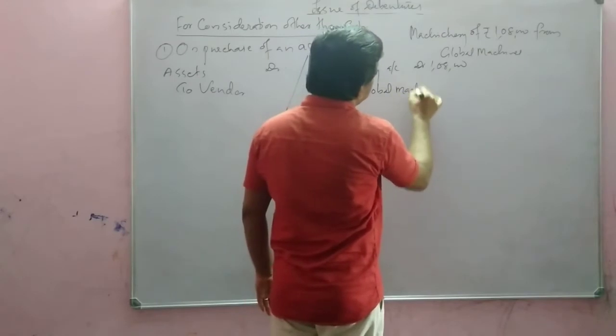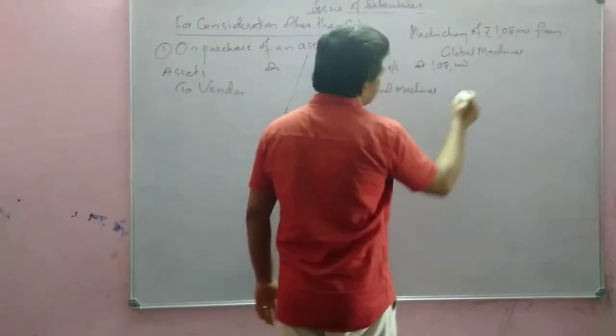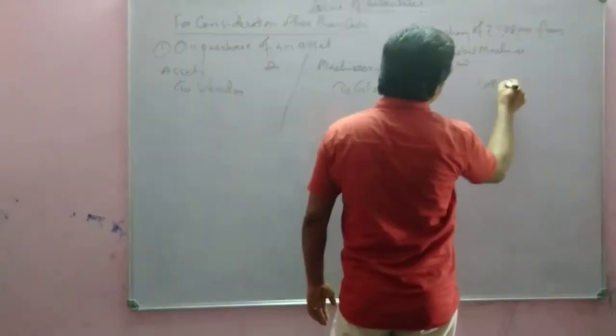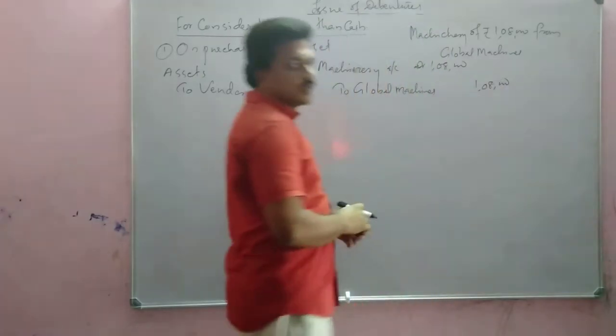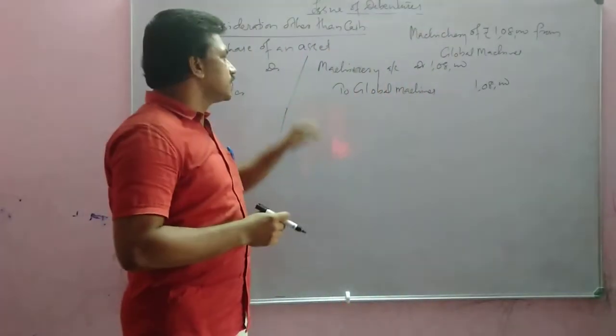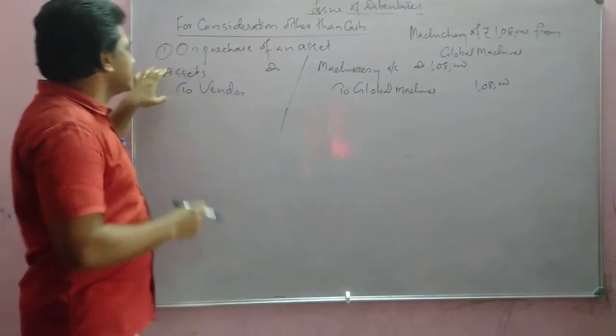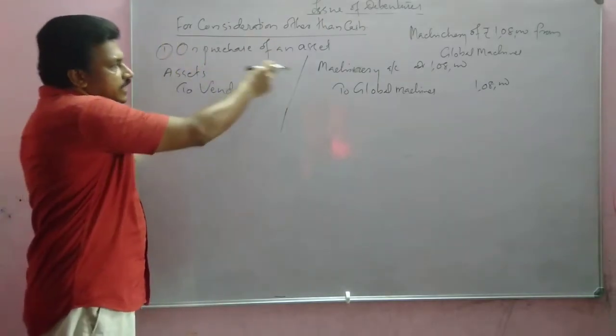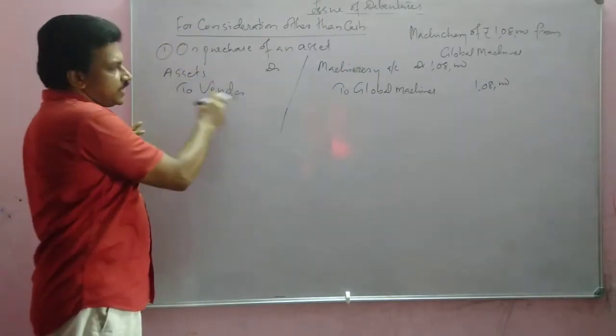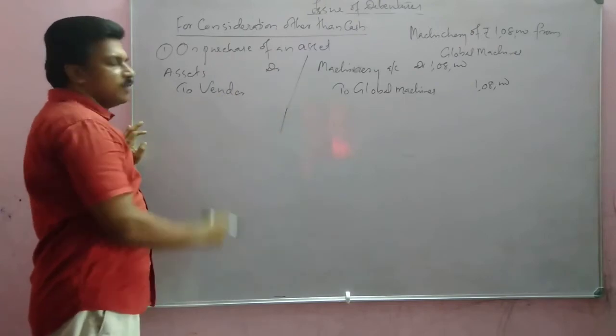Global Machines, 1,08,000. So that is the journal entry at the time when we purchase the machine. Normally we will write this. Which is that asset? That asset will be written to vendor. Vendor is here the Global Machines.